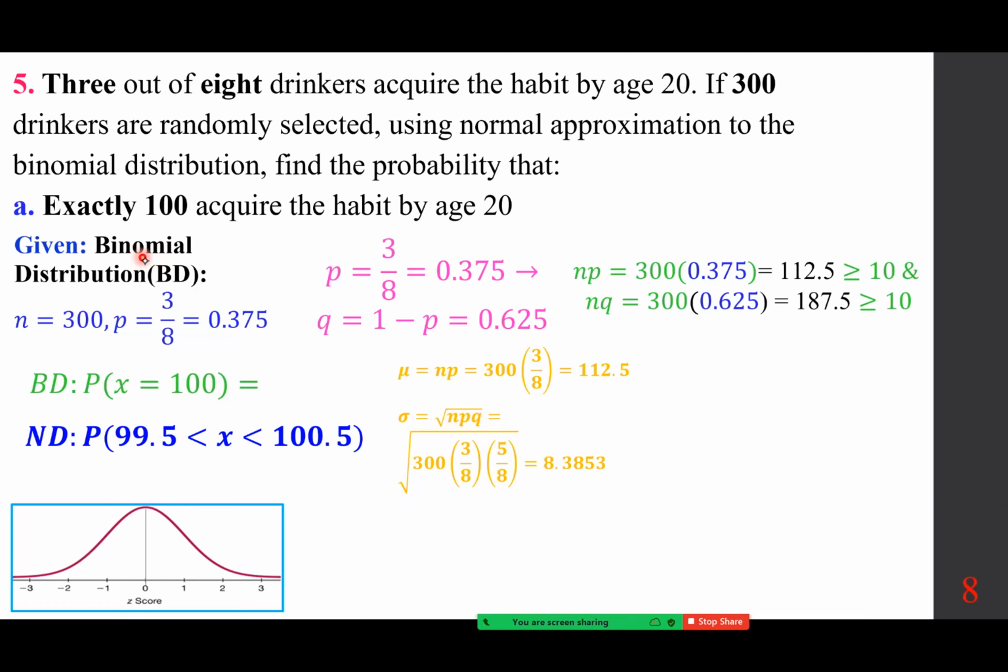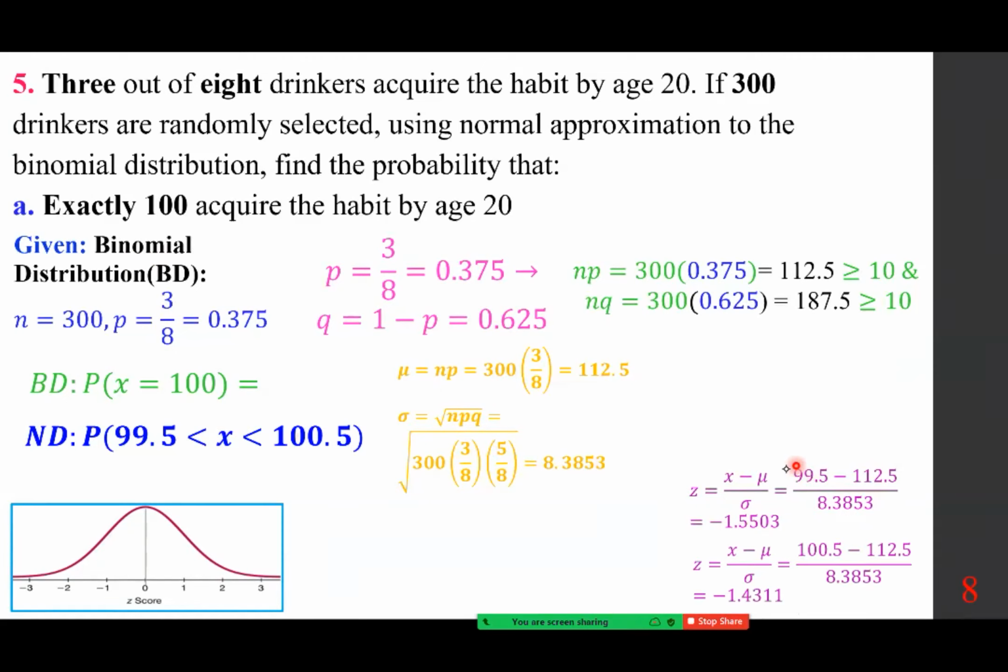So we can calculate the z for these two values. Z is x minus mu over sigma. So for 99.5, it becomes 99.5 minus 112.5 over the sigma of 8.3853 and gives you this number. We replace the x with 100.5 here, and the z-score for that is negative 1.4311. So from normal distribution, we go to SND, standard normal distribution.